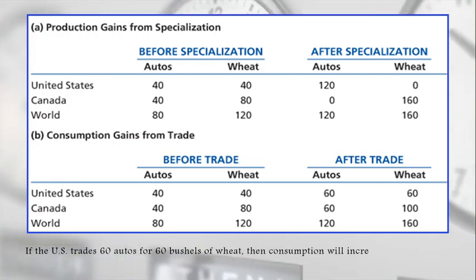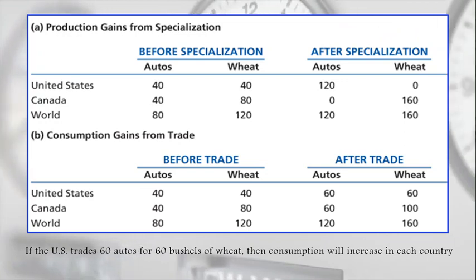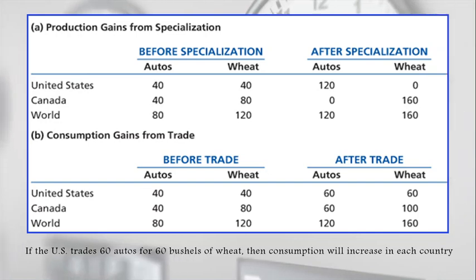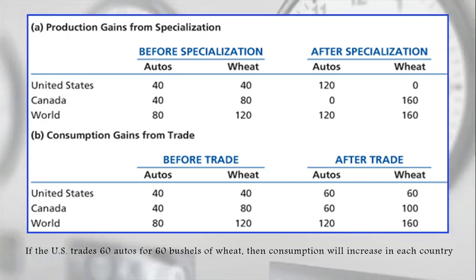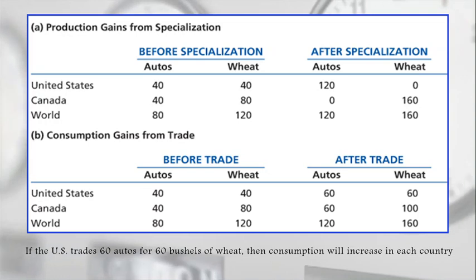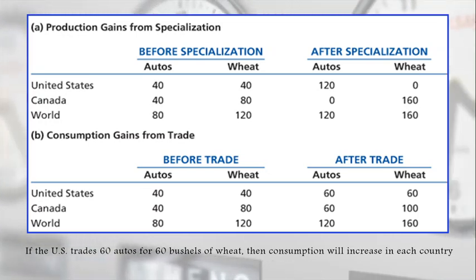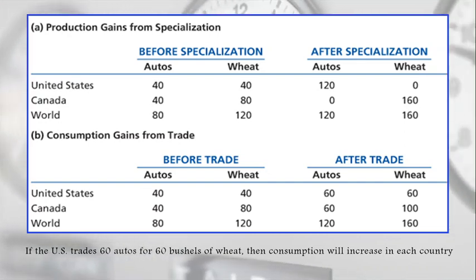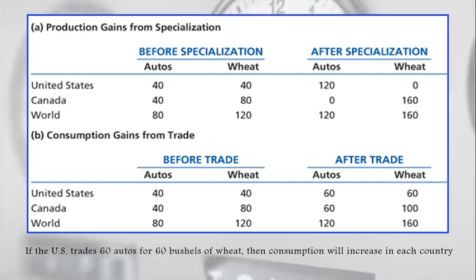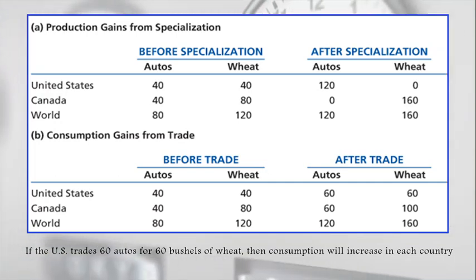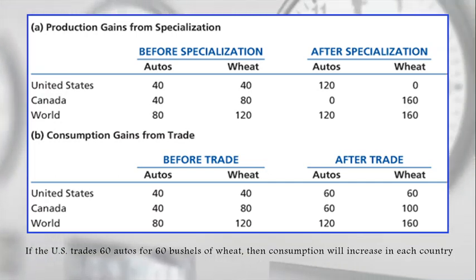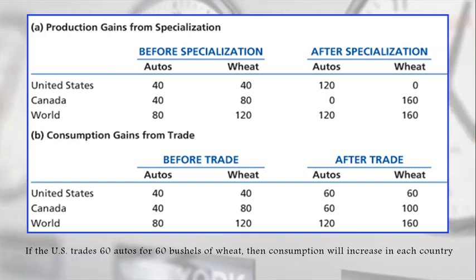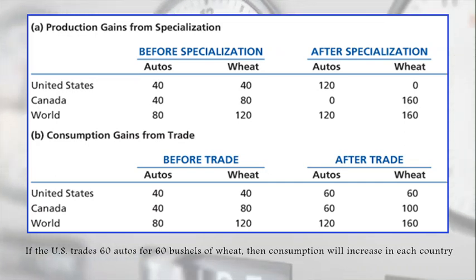Thereafter, if trade takes place and the US trades 60 autos for 60 bushels of wheat, then consumption will increase in each country. People in the US can use 60 autos instead of 40, and 60 bushels of wheat instead of 40 bushels earlier. Very likely, Canada can use 60 autos instead of 40, and 100 bushels of wheat instead of 80 bushels earlier. Friends, there are many examples of comparative advantage in the real world, for example Saudi Arabia and oil, New Zealand and butter, USA and soybeans, Japan and cars, etc.